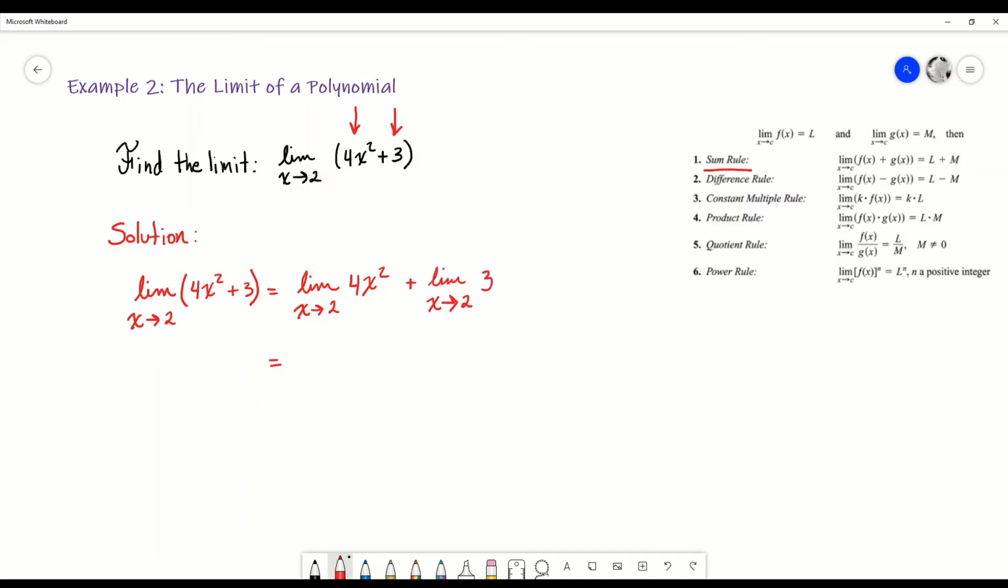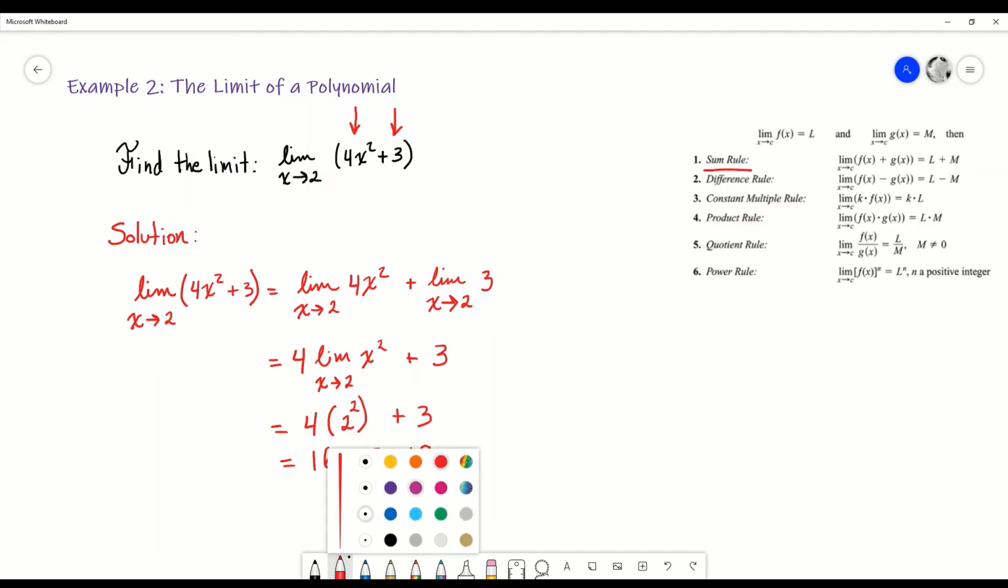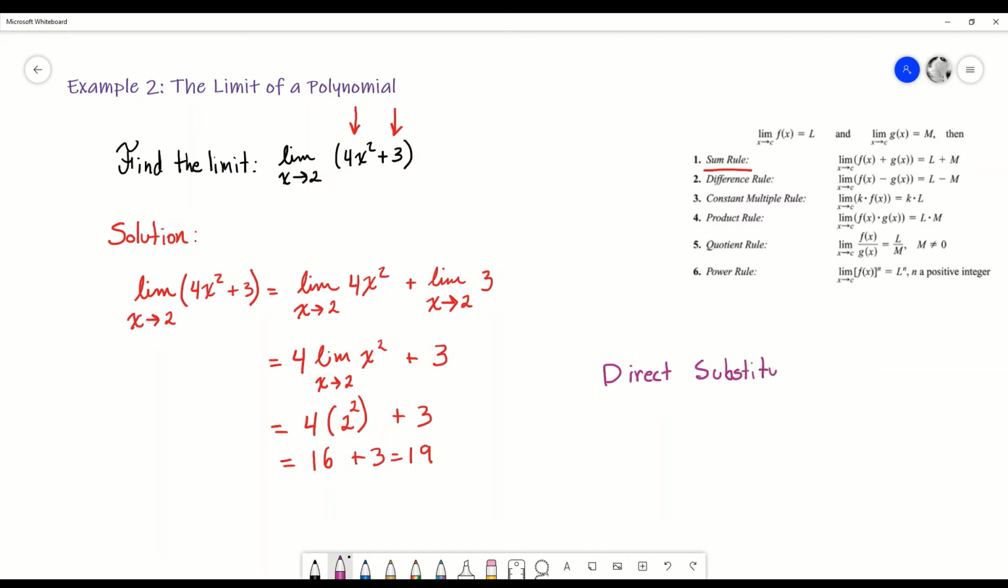Because there's a constant in front of the x squared, I can bring it to the front of the limit statement. So the limit as x approaches 2 of x squared, and then the limit as x approaches 2 of 3 is simply 3. Using direct substitution, I can plug in 2 for x. 4 times 4 is 16. 16 plus 3 is going to give me 19. Notice that the limit of a polynomial function is the same thing as the polynomial evaluated at x equals 2. So direct substitution is going to be valid for all polynomials and rational functions that don't give you a 0 in the denominator.